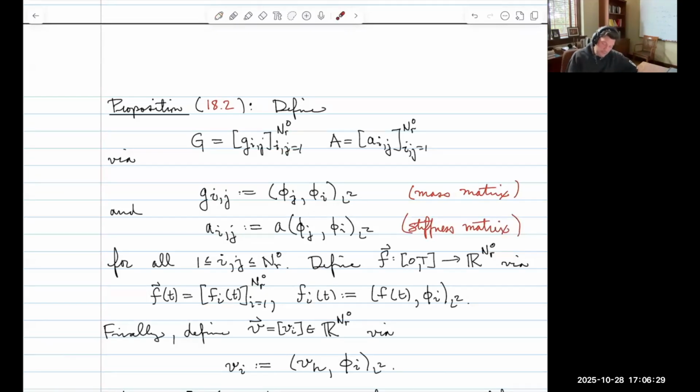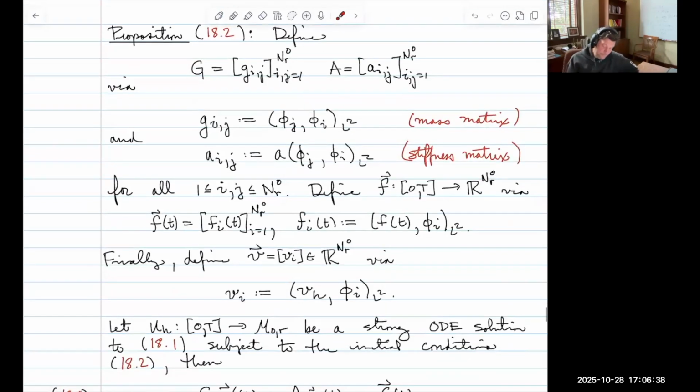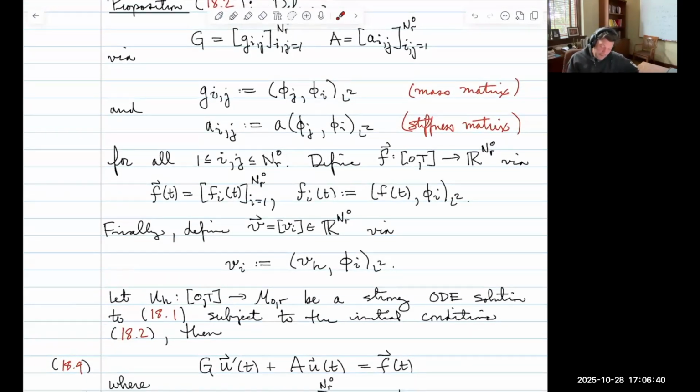Okay, this one is new. You've never seen that one before, most likely. And this one is the old tried and true stiffness matrix from the past. Let's define this vector function, which takes a point in the time interval t and maps it to a vector. So this is like a vector which is changing in time. That's all it is. We're going to define it in the following way.